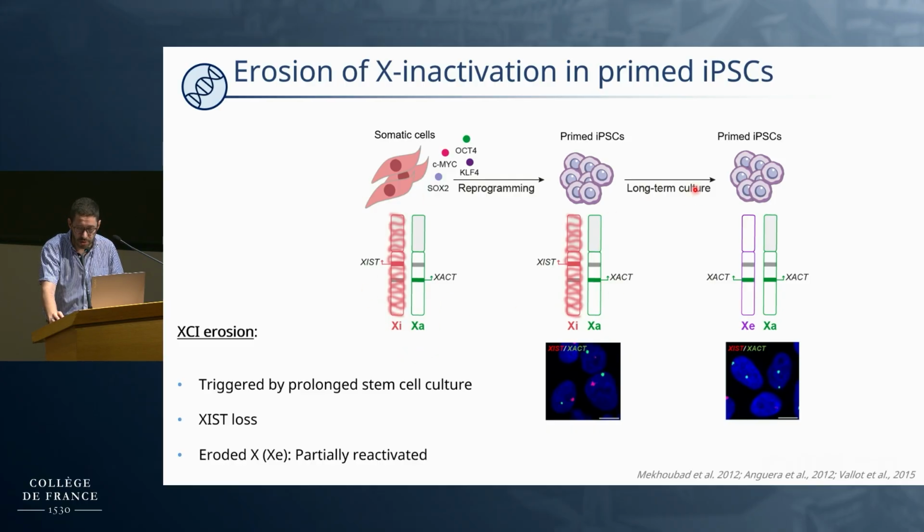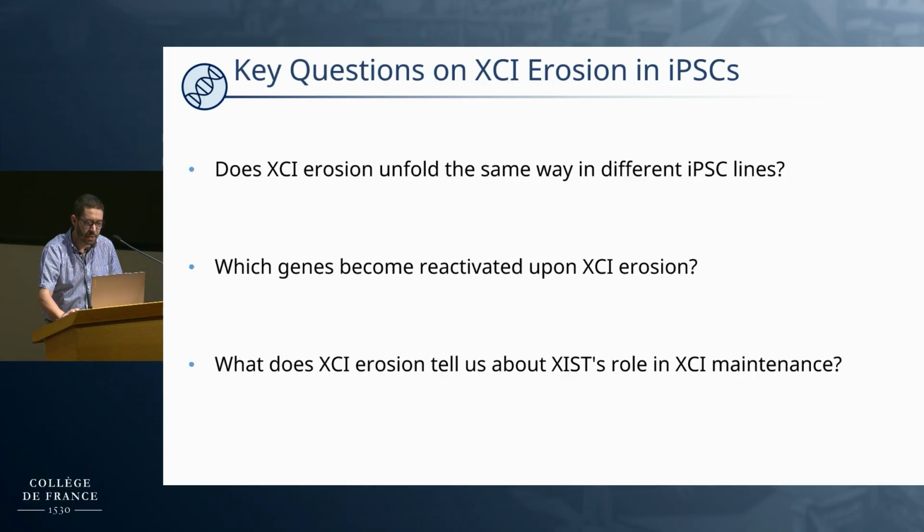However, with long-term culture, what often happens is that XIST is lost and some genes get reactivated from the previously inactive X, which is now called an eroded X. We can follow this easily with RNA FISH for XIST and XACT. Normal cells will have one dot for XIST, here in red, and a dot of XACT in green, while eroded cells no longer express XIST and will have two XACT signals.